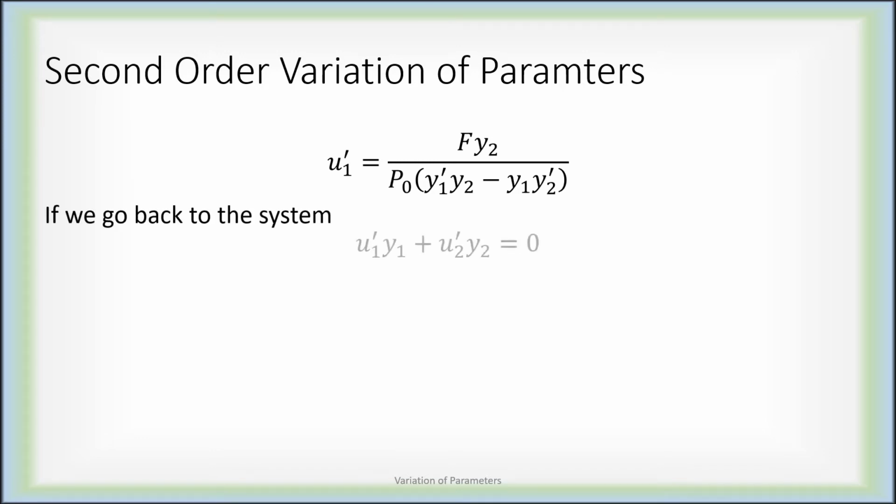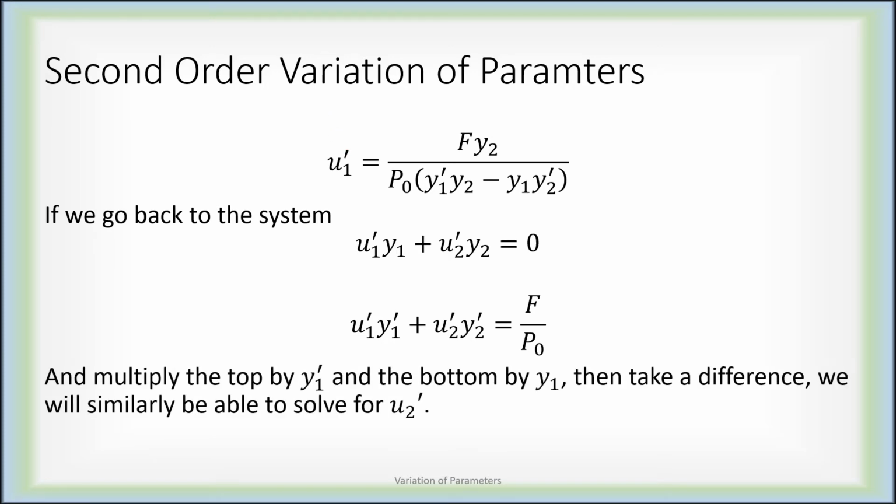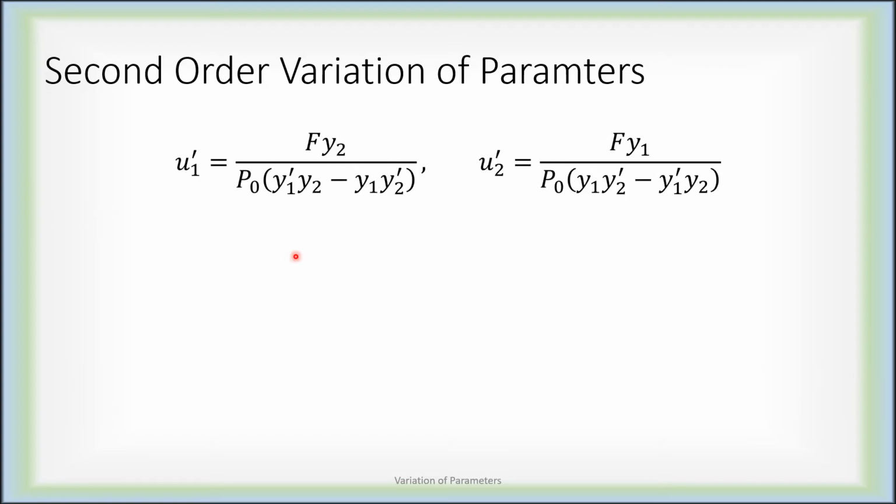So we go back to the original system. Here, this is what we needed to be true. What we did before was multiply the top by y2 prime and the bottom by y2. And that's how we got this expression up here. But now we're going to multiply the top by y1 prime and the bottom by y1 and take a difference. Very similar work is going to allow us to solve for u2 prime. If we go through all of that work, here's what we had before for u1 prime. And if we go through all the work again, we're going to get this expression for u2 prime.